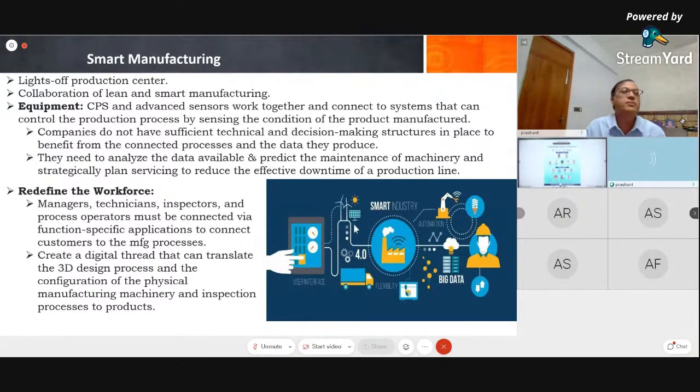I cannot move this annotation. Okay, there it is. Yes.